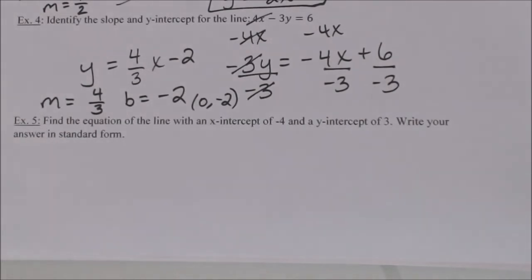Okay, example 5, it says to find the equation of the line. And they gave you two characteristics of the line, that it has an x-intercept of negative 4 and a y-intercept of 3, and they want the answer in standard form. Okay, so let's go ahead and start by writing down those points. So remember, the x-intercept and the y-intercept, those are points on the graph.